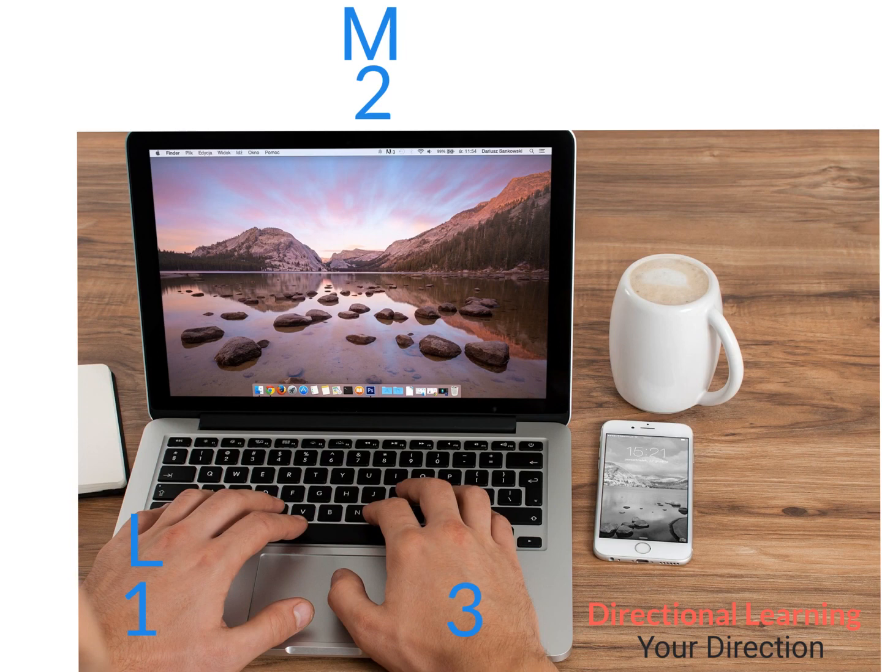Our last letter is our capital R. And remember, it has a bump or a road. And remember, the road or bump will always lead us to the right. So that's our right hand.